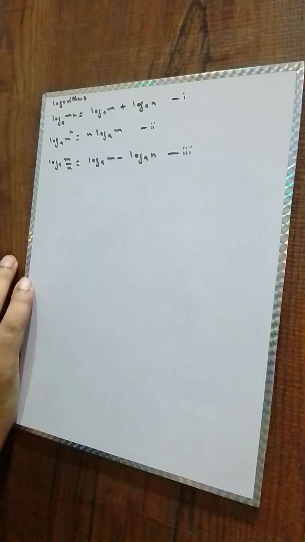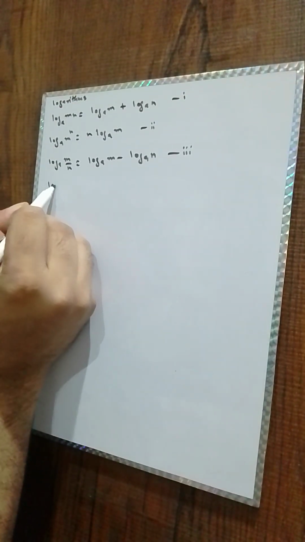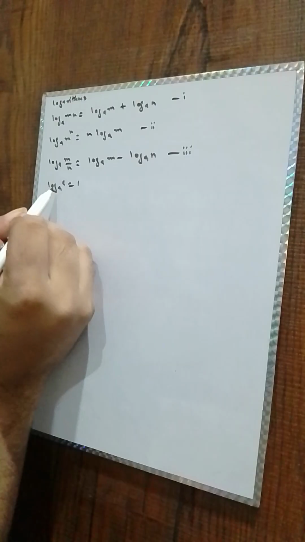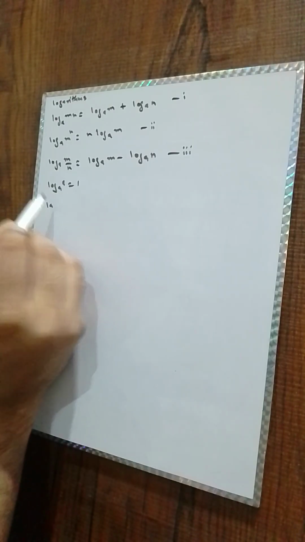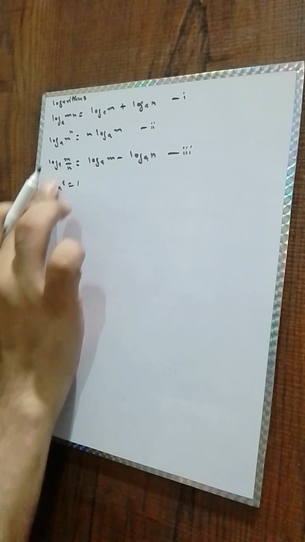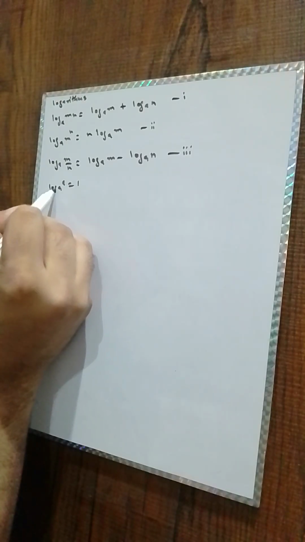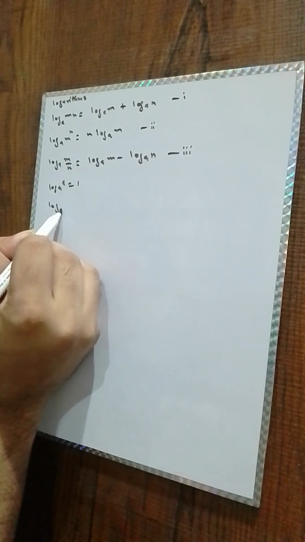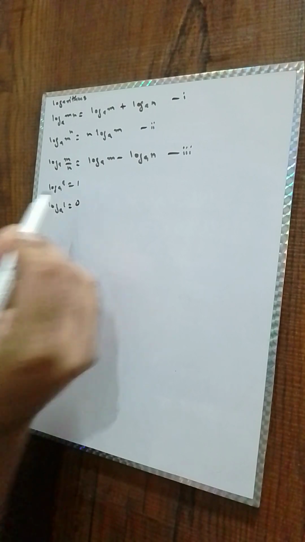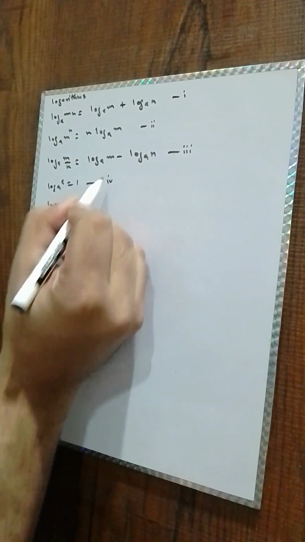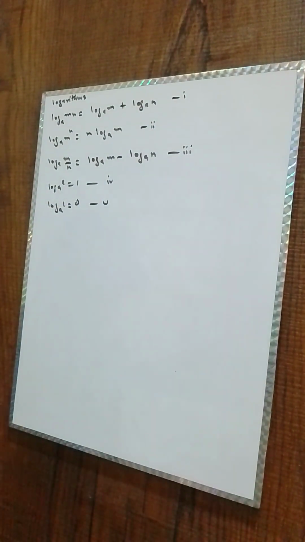So this is 3, and log base a of a is 1, and log base a of 1 is 0. This is 4 and this is 5. We can do a little bit of practice on this.